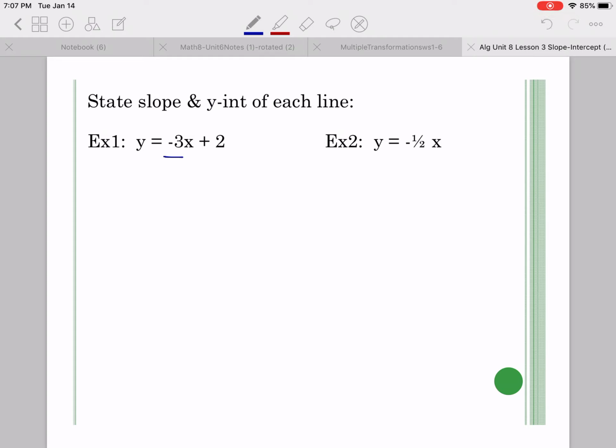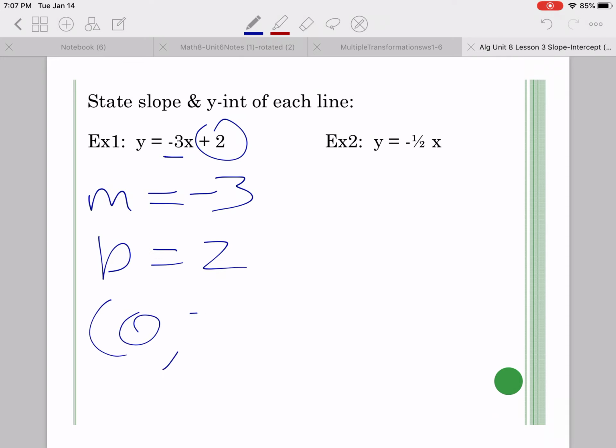So the slope, once again, is the number with the x behind it. So the slope here would be negative 3. And the y-intercept, or the b value, would be 2, which means, of course, the ordered pair would be 0, 2.